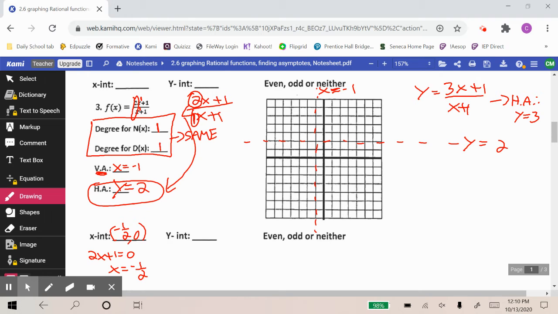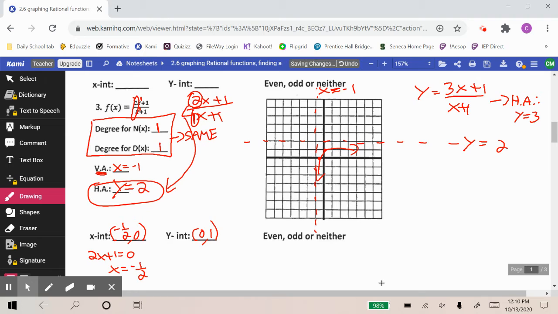For the y-intercept, if we put 0 in for all the x's, we're just going to get 1 over 1. So this is (0, 1). So (-1/2, 0), which is right here, and here, (0, 1). Okay, connected. This is going to be a boomerang.